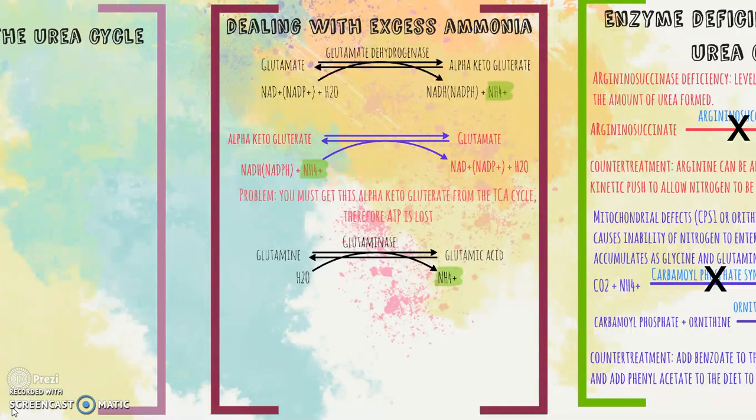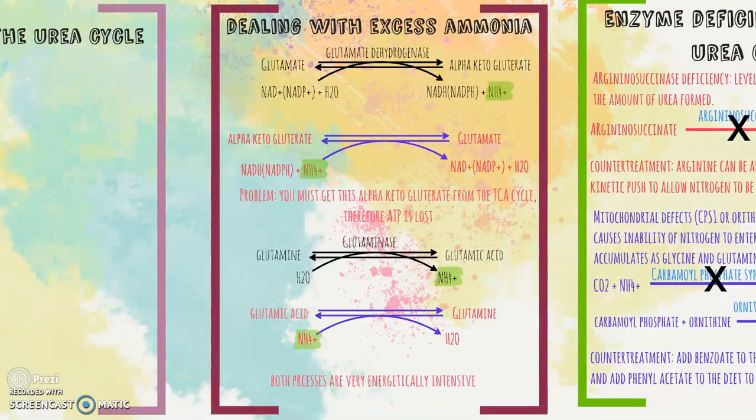With glutamine, the glutaminase will form glutamic acid and a free ammonium ion. Glutamic acid with the free ammonium ion forms glutamine. Both processes are very energetically intensive.